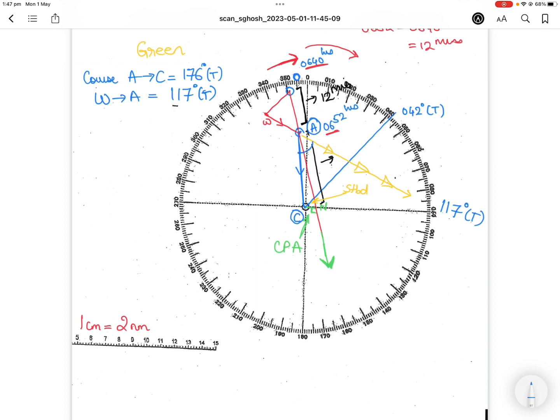Now what is aspect? Aspect is this angle here. Now you are on the starboard side of the target vessel, and this angle can be measured by subtracting 176 minus 117 degrees, which is about 59 degrees. So we say that the aspect of the vessel is 59 degrees green. Green, why? Because you're on the starboard side, and 59 degrees is the angle that the target vessel's course is making with the target vessel's bearing of you, as measured from the target vessel's bridge.